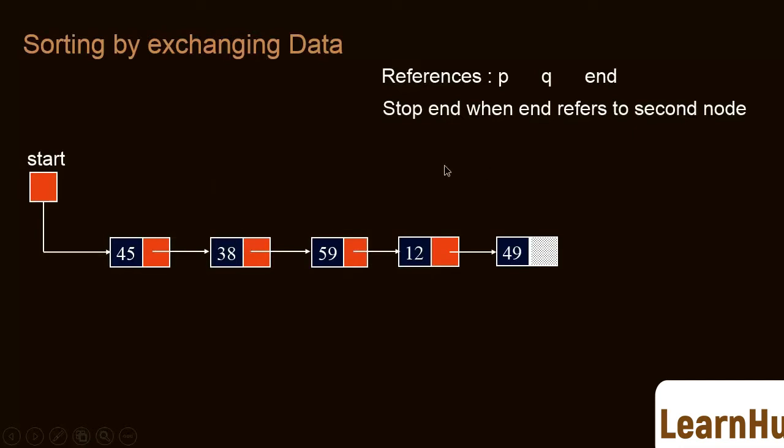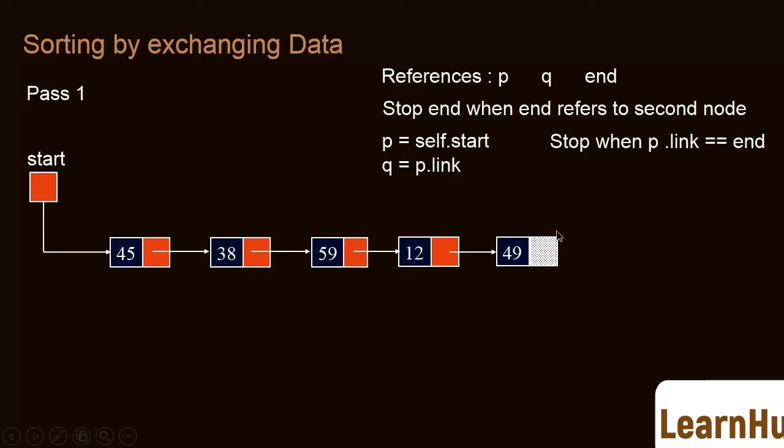At the starting of each pass, we'll initialize P with start and Q with P-link. So at the start of each pass, P will refer to this first node and Q will refer to this second node. And we'll move both these references forward and stop when P-link becomes equal to end. And we'll compare the info parts of the nodes referred to by P and Q. And if the info parts are out of order, we'll swap them. So now let's start sorting this list.